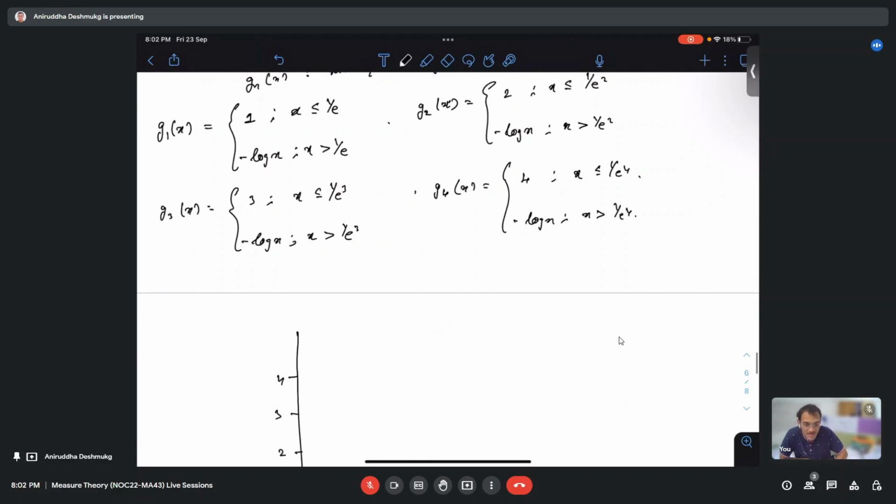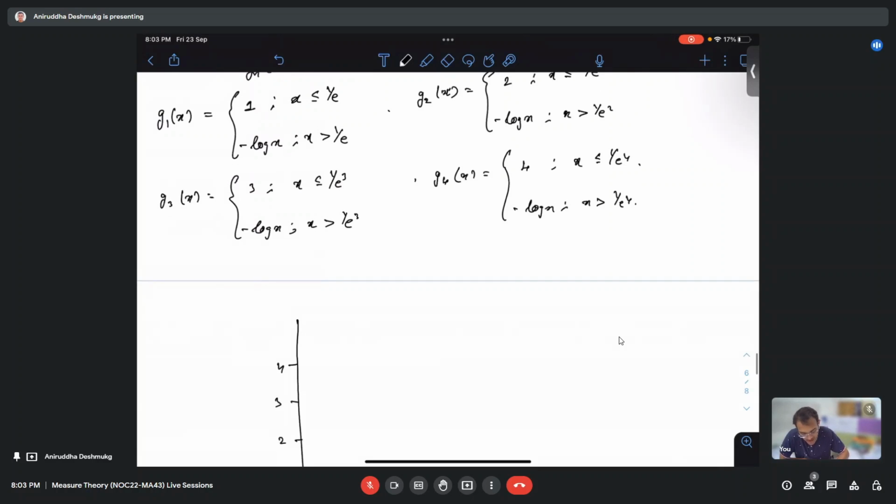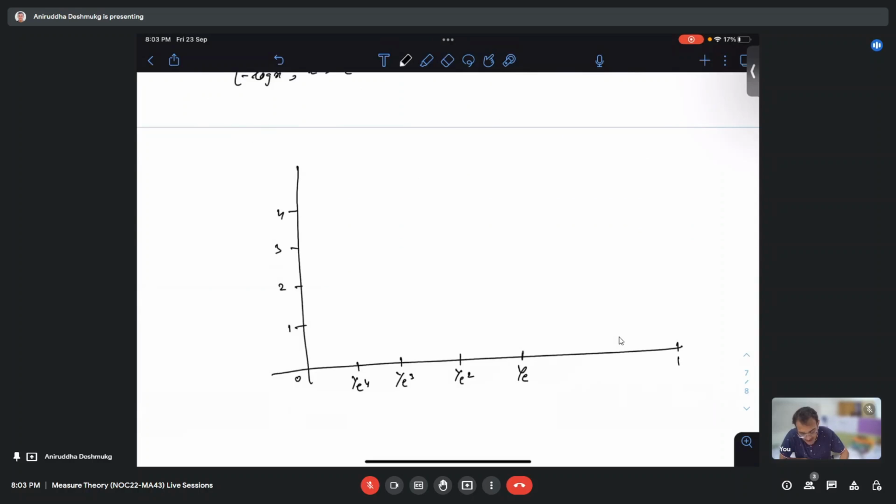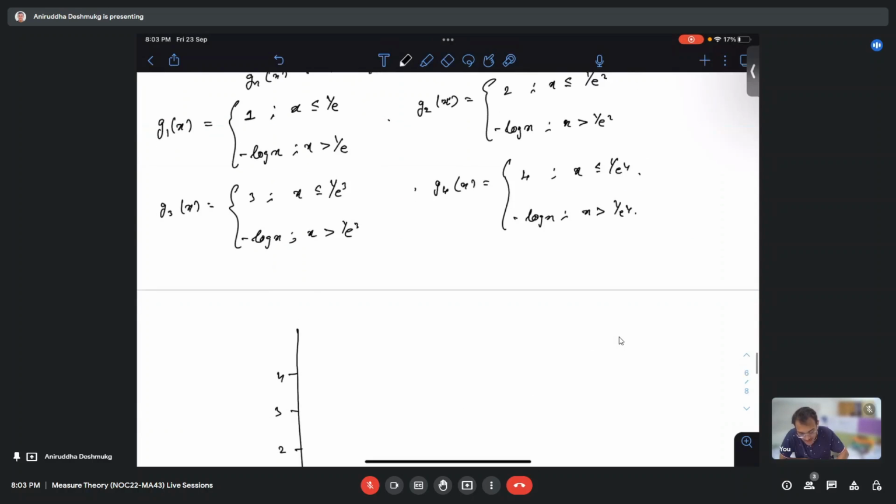So notice that first of all, all these functions are continuous. The continuity is not a problem. What happens when x goes towards 0? Well, in all these functions there is no problem. But if I look at only minus log x, then towards 0 it is going to be unbounded. So that is not going to really work. And towards 1, at 1 actually all these g's become 0.